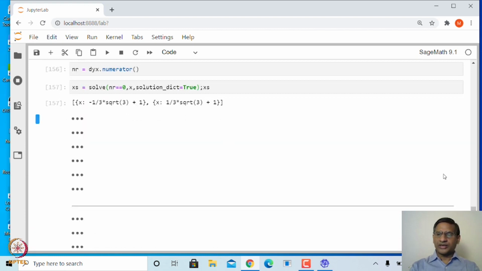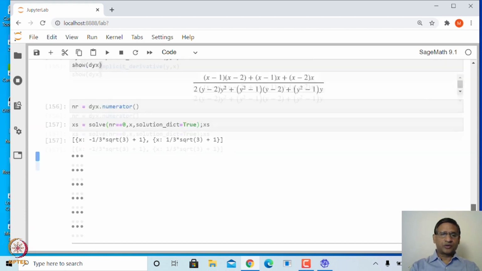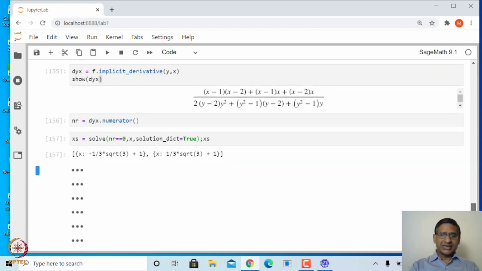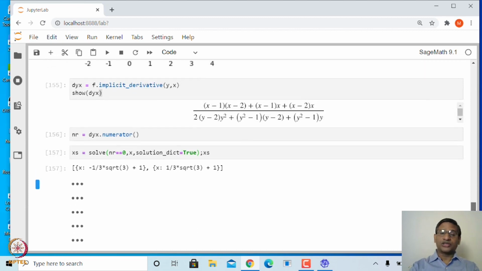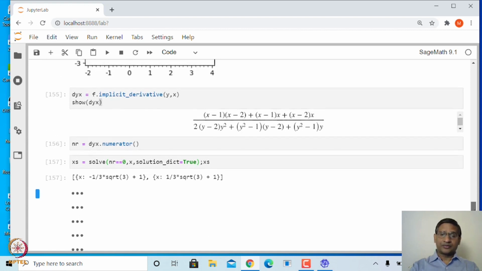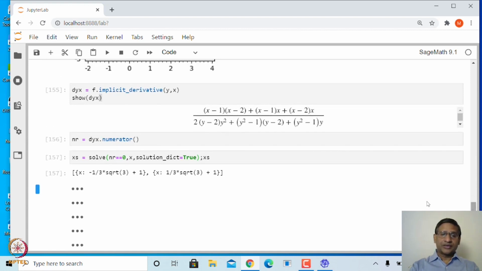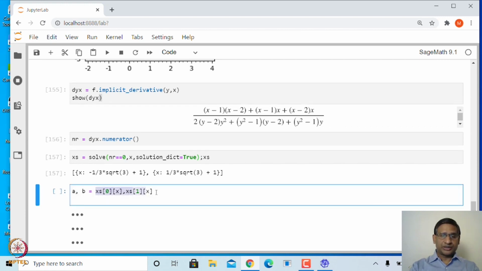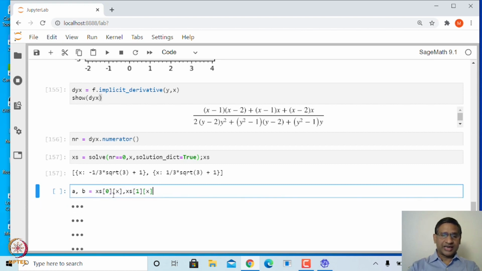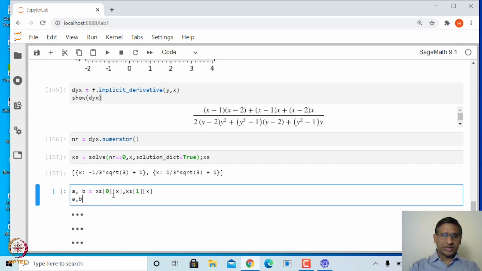So now how do we find them? We have found the x values at which the tangent is parallel to the x axis. At these points you need to find the value of y, right. So let us extract these points which we have found, the points where the slope is parallel to the x axis. Let us store them in a and b, and let me see what a and b are.